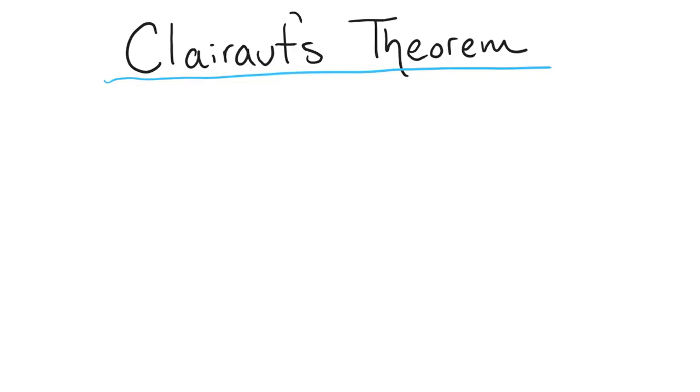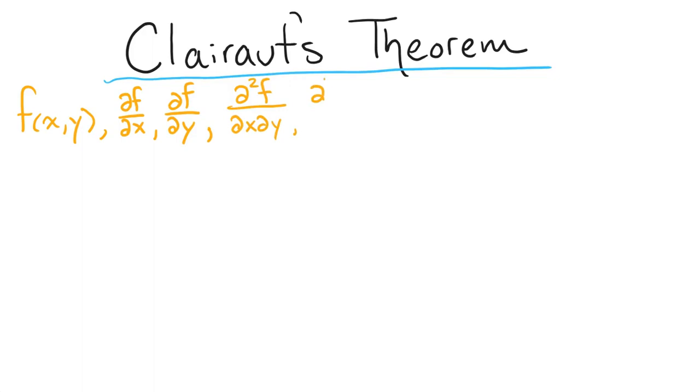In this short one, we will cover Clairaut's theorem. You may know this theorem as the mixed partial derivative theorem or the mixed derivative theorem, but regardless of the name, the theorem is the same, and it says that if we have some multivariable function, and I will say f of x comma y, then we will take its derivatives, so partial f, partial x, and then partial f, partial y, and now we will take its two mixed second order derivatives, so partial squared f, partial x, partial y, and then partial squared f, partial y, partial x.